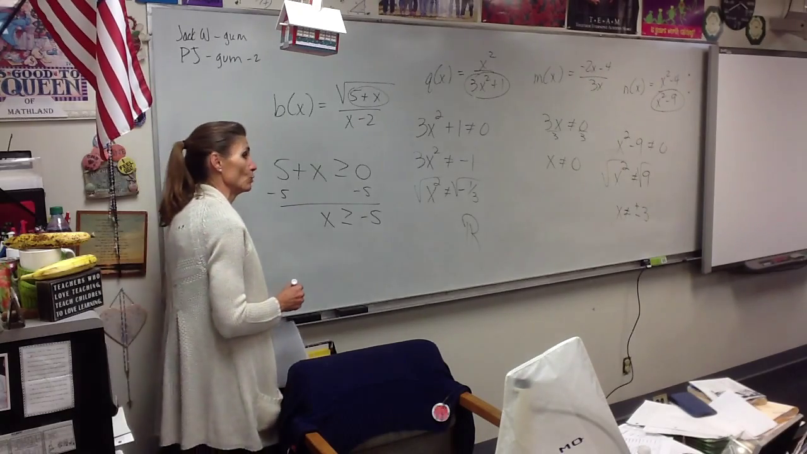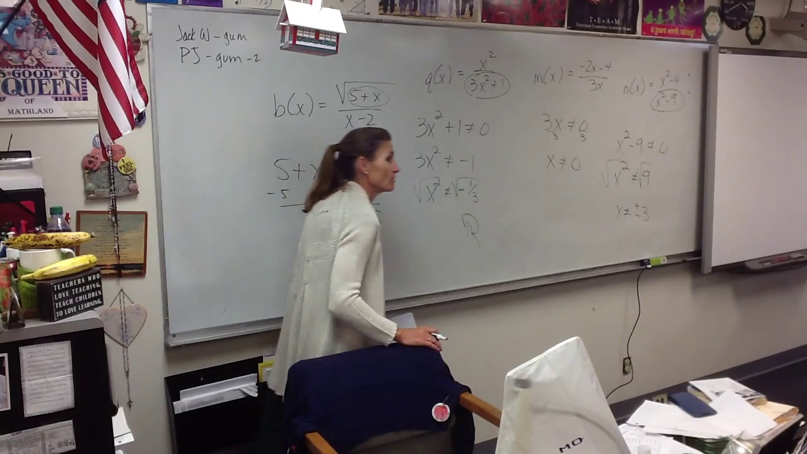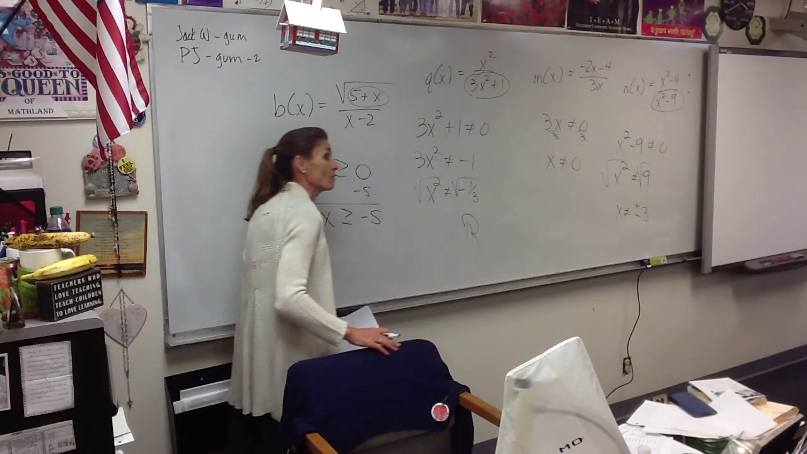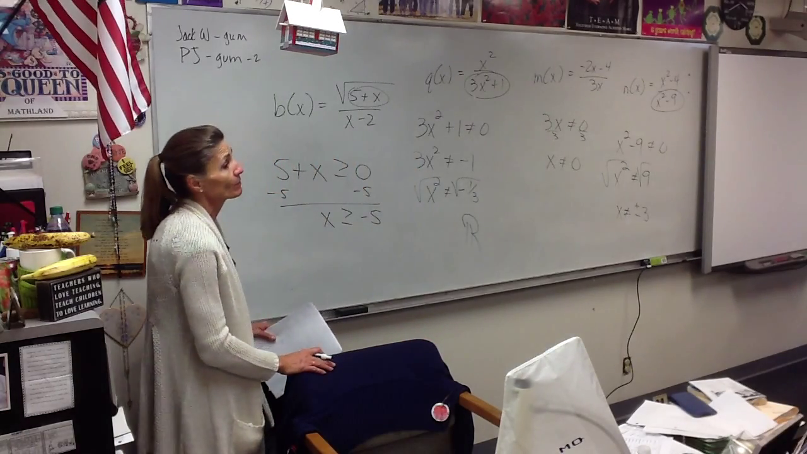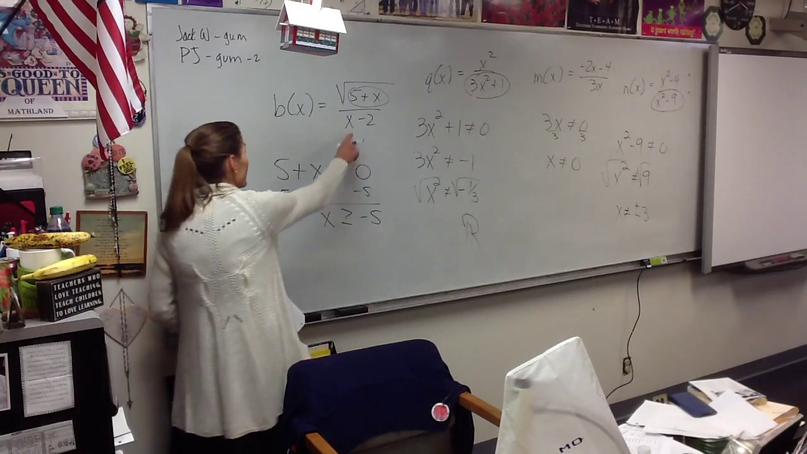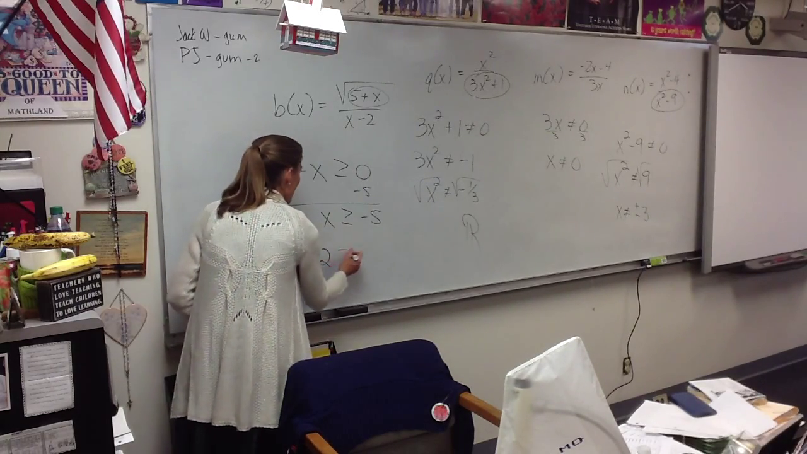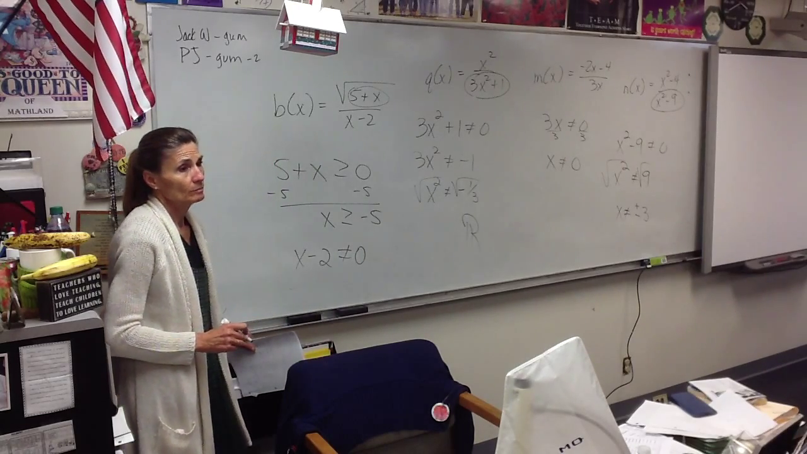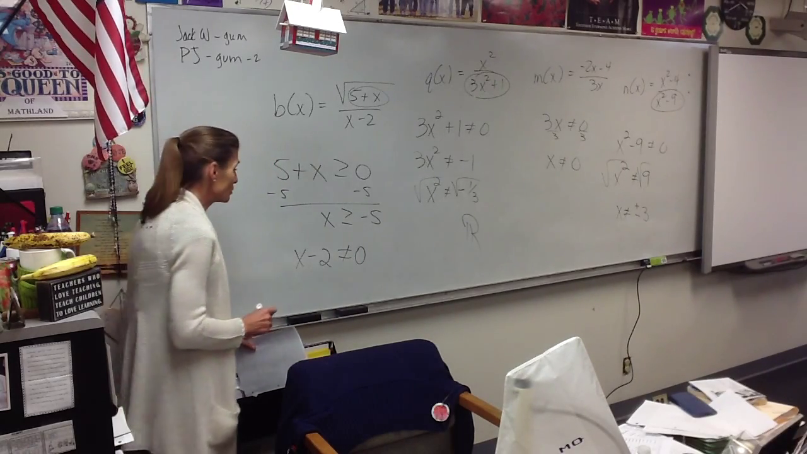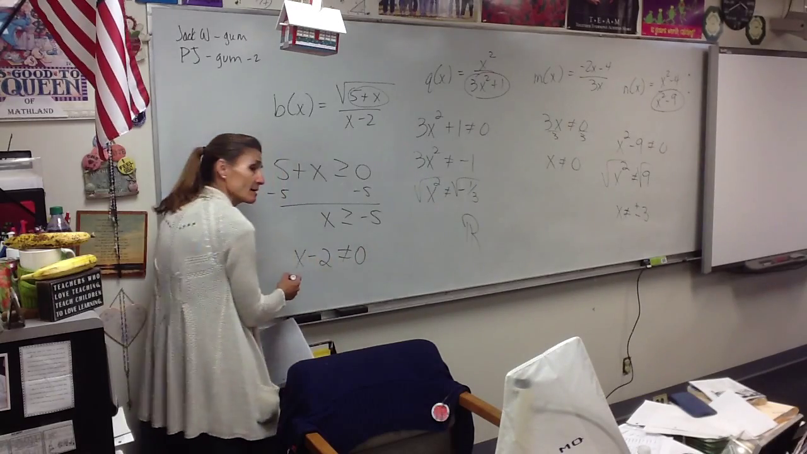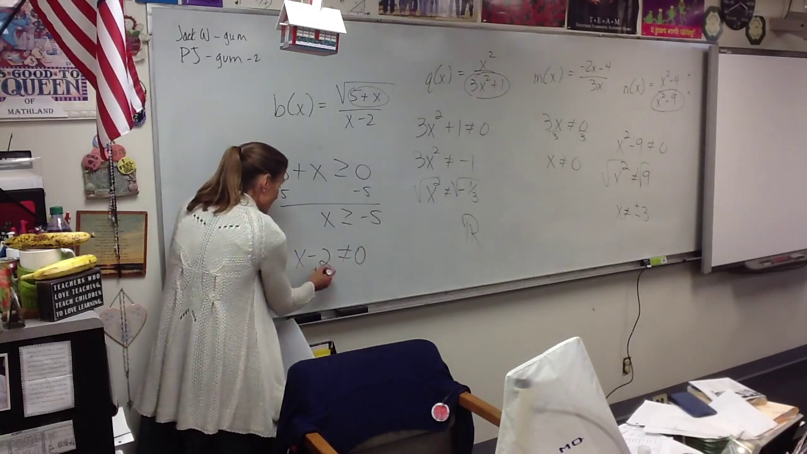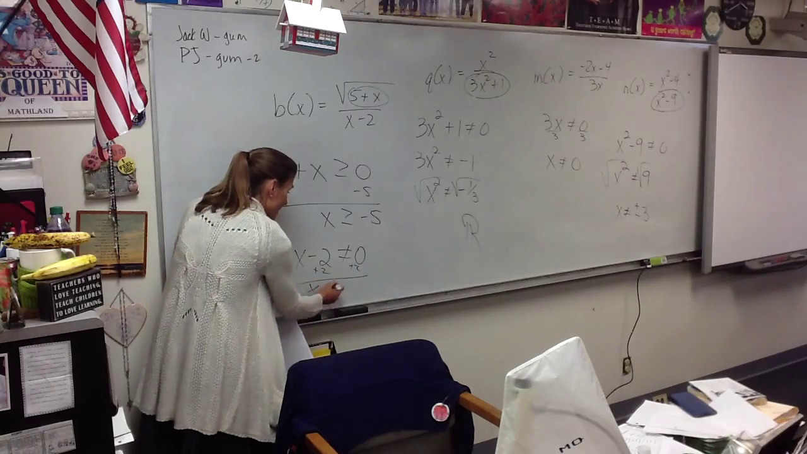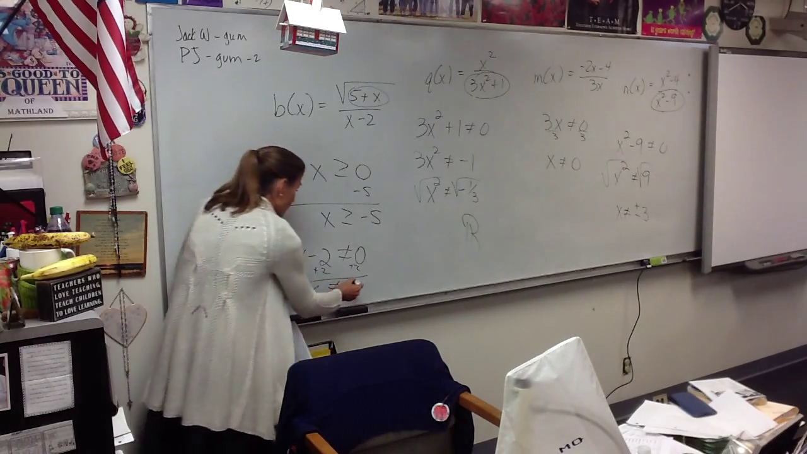Olivia, what's the second rule? The first rule says look out for those radicals. Okay, we've taken care of that. What's the second rule say? Whatever is in the denominator cannot be equal to zero. Which means, Brittany, what about x? If x minus 2 cannot be 0, then x cannot be 2.